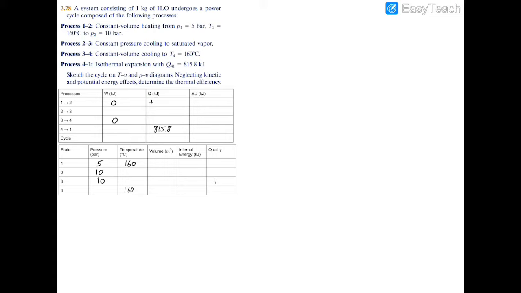Process 2 to 3 says that we're cooling, so that means that heat's leaving the system, so the heat should be negative there. And same thing with process 3 to 4, we're going to have a negative heat transfer there. And last but not least, remember that this cycle is going to maintain equilibrium, so the net cycle's change in internal energy is going to be equal to 0. Now that we've gone through all of our assumptions, I'm going to start at state 1's pressure of 5 bar and 160 degrees Celsius in order to get the remaining properties.